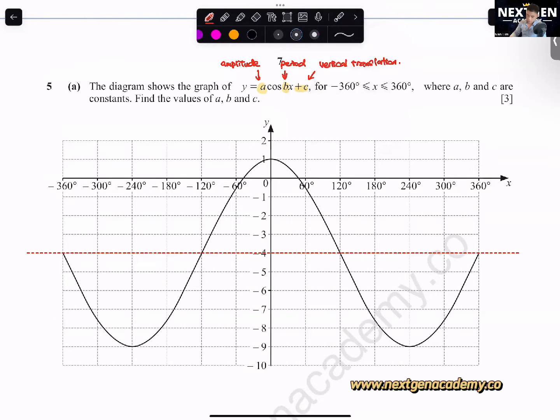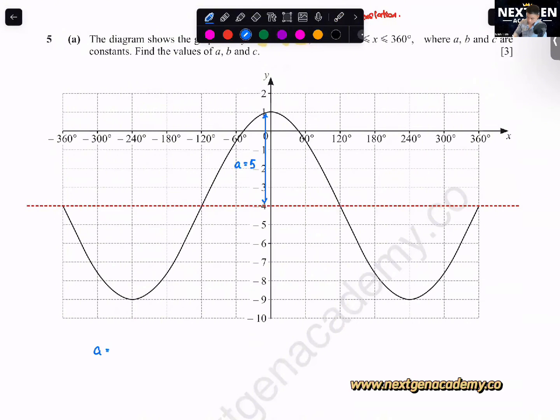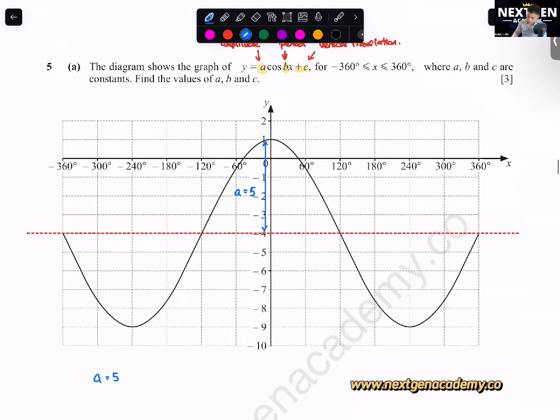All right, let's start with A first. A amplitude means from middle to your highest or your lowest point. Okay, so here we can get 1 to negative 4. So A is equals to 5. This is my first value. Okay, what about the second one?